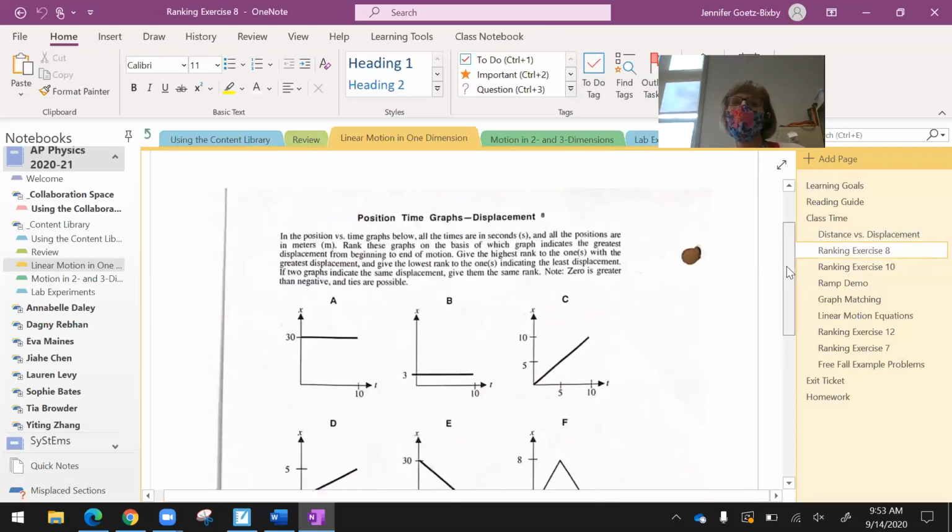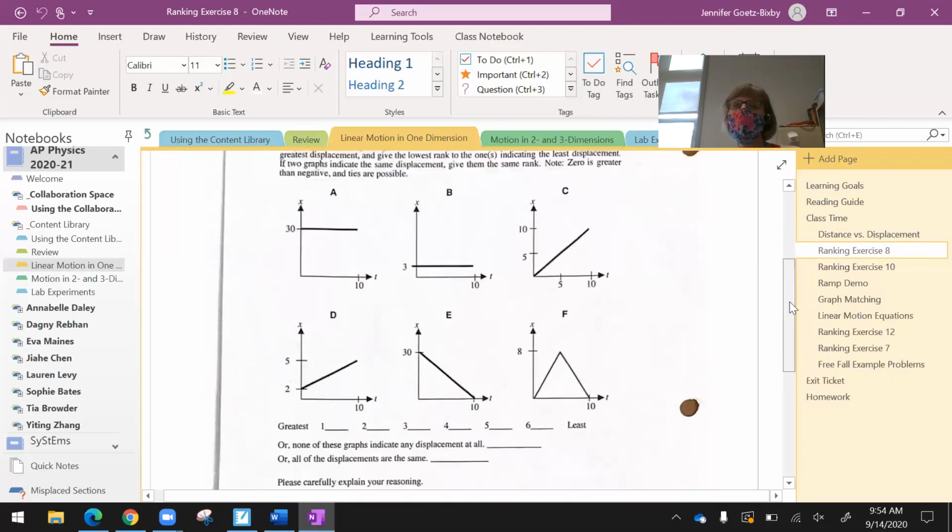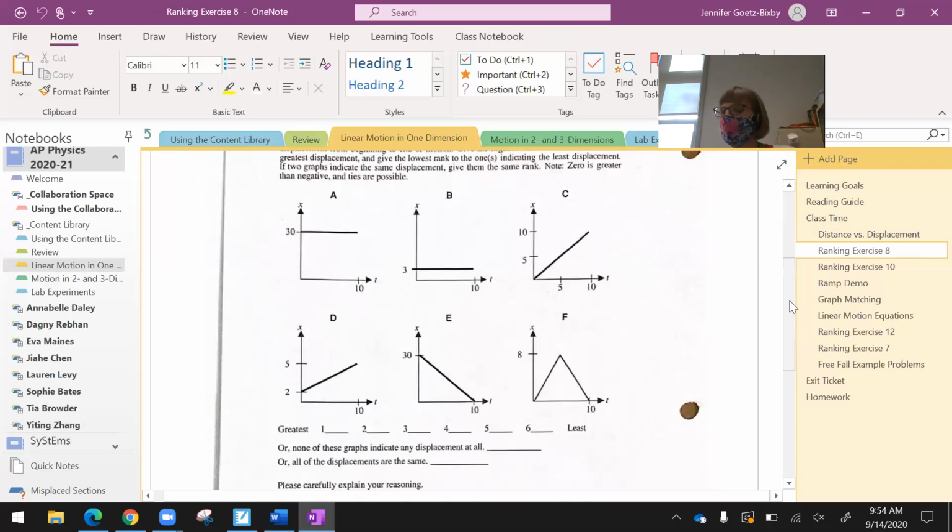Okay, so please read the directions. And then what you're supposed to do is rank which you think is whatever they tell you they want you to rank it as. And we'll just take a minute or two to do that.